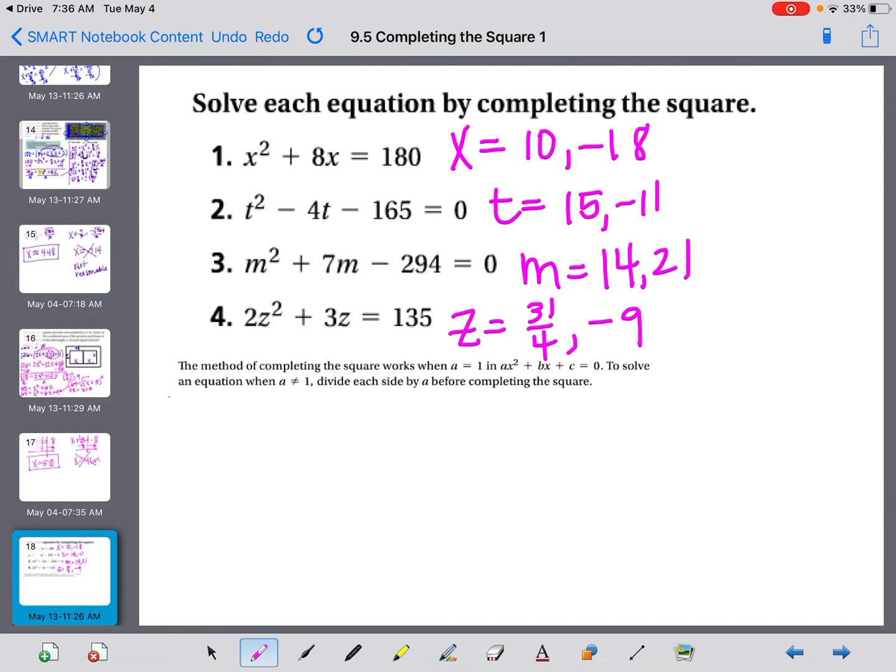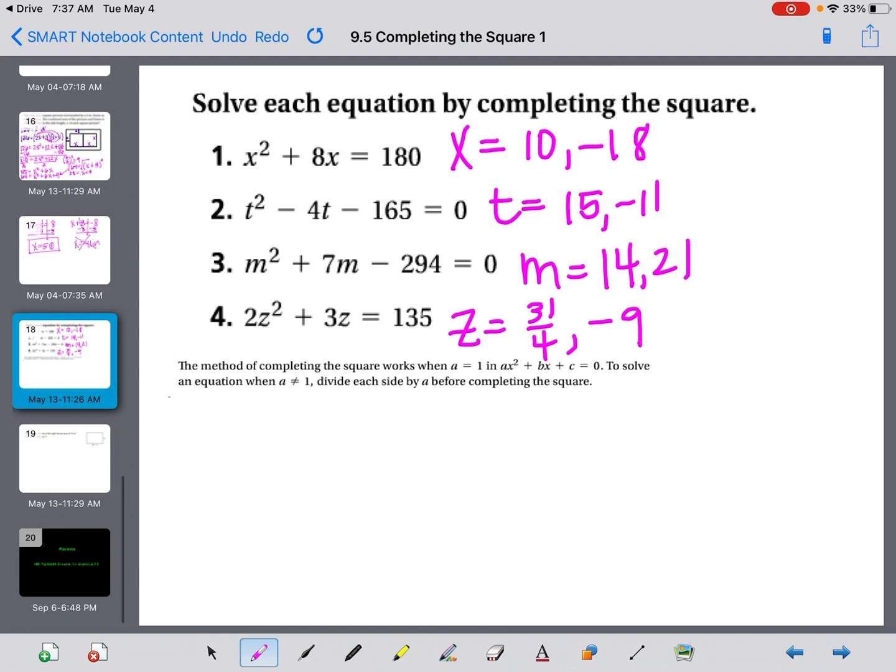All right, I hope you actually did take time to do these. Here are your answers. Number 1, your x values are 10 and negative 18. Number 2, your t value is 15 and negative 11. M is 14 and 21. And then z is 31 over 4 and negative 9.